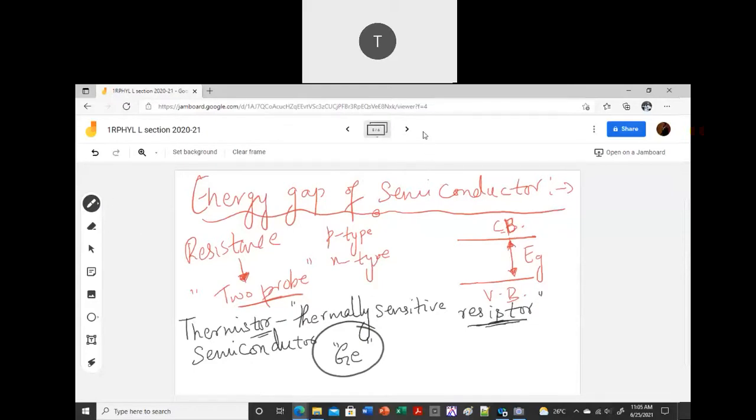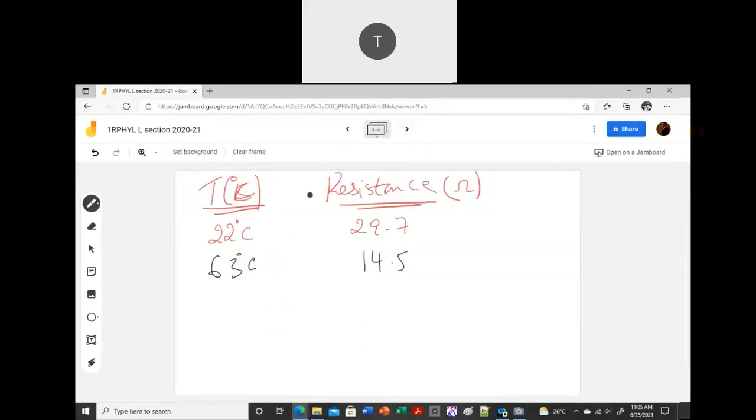For that, they do calibration like this. They will make readings like this. Initially you can take 22 degrees to 29.7, and maybe at 85 degrees or 90 degrees, it will be around 5.0 ohms.